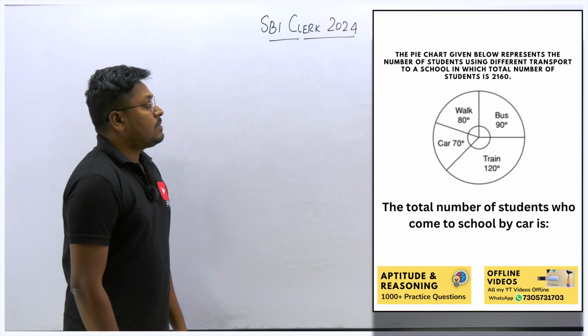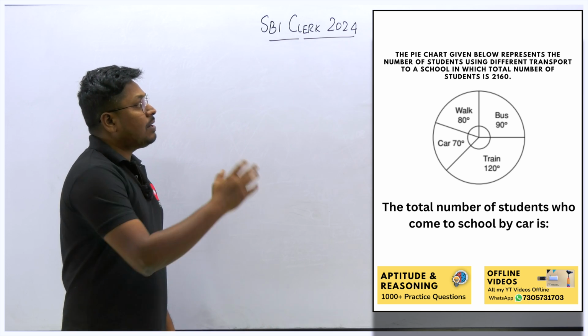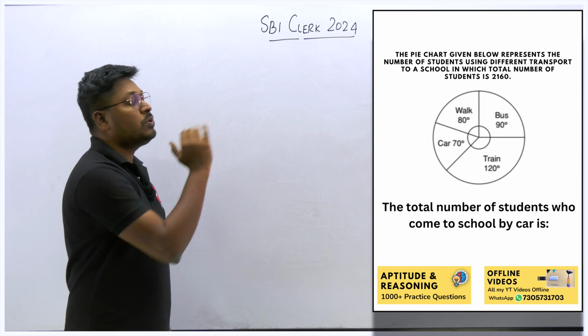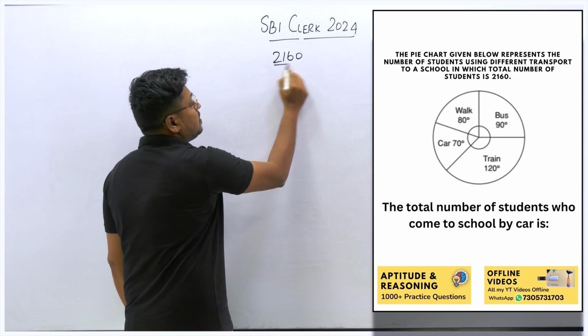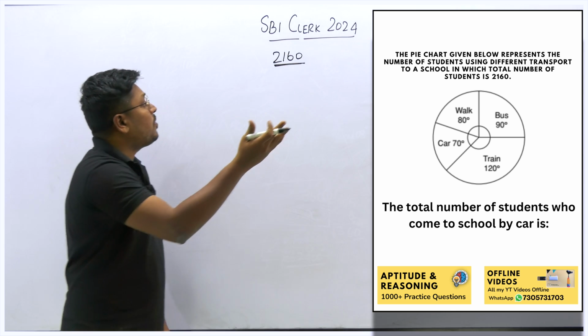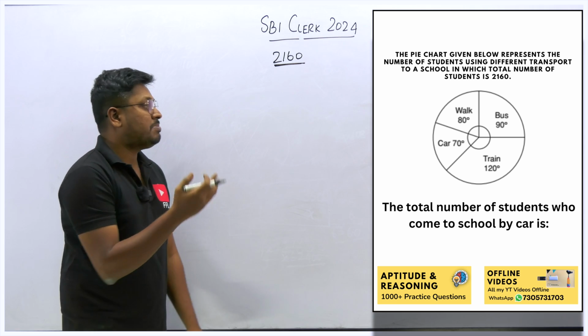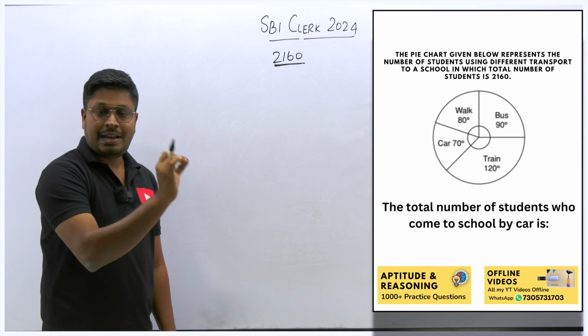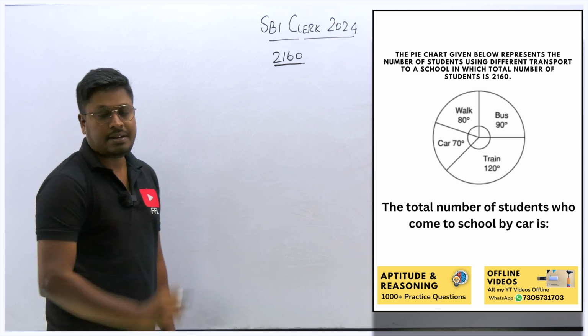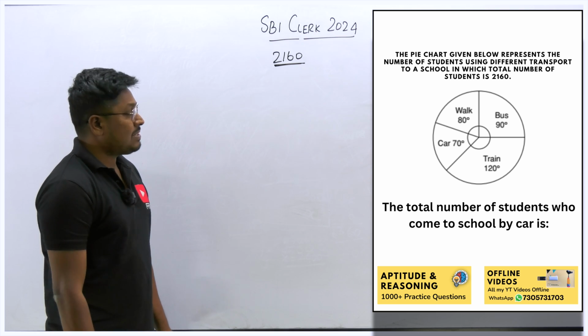So first, the total number of students who are going in different transport will be 2160. So 2160 will be the total number of students. Out of this, they are moving in different transport to the school, that is by walk, bus, car and train. So all the values are 120 degrees, 90 degrees, 80 degrees and 70 degrees, right? So now let me move on to the first question.